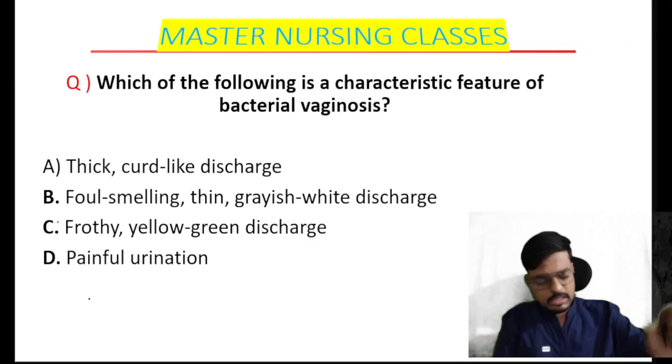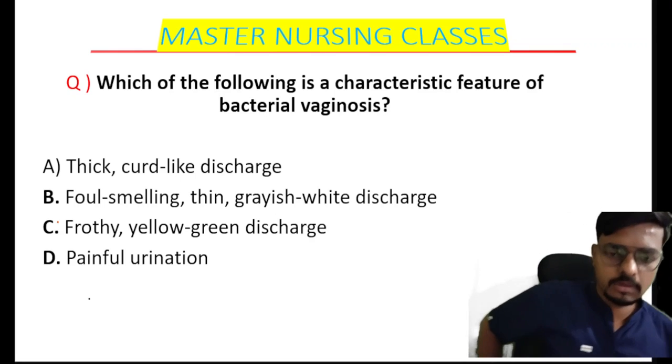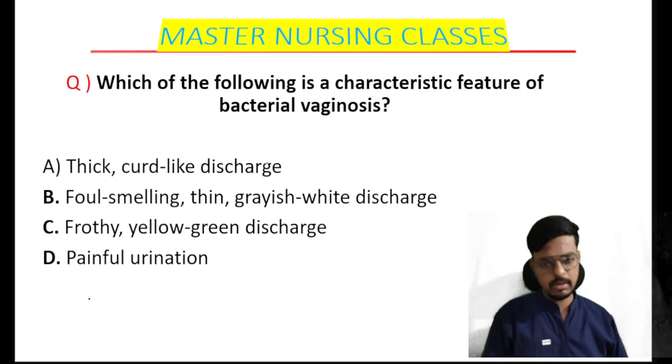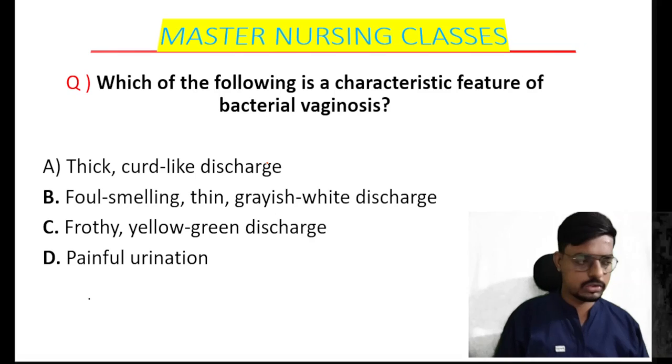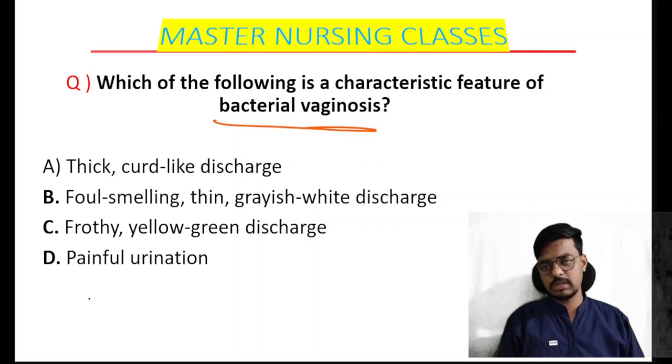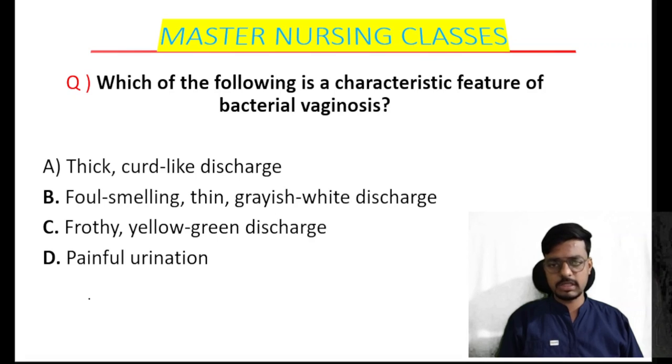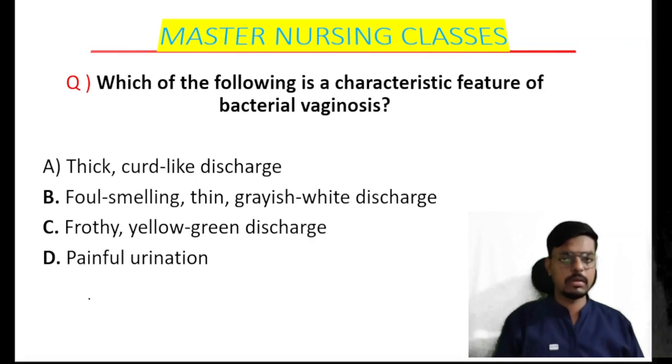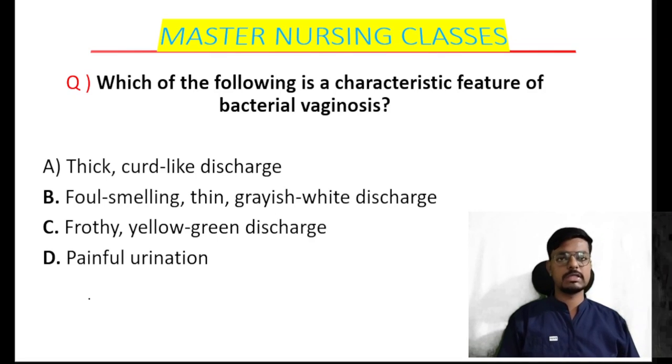Here is the next question for you all. Read the question carefully, completely, then give your perfect answer. Which of the following is the characteristic feature of bacterial vaginosis, students? This question repeatedly comes in your NORCET exams, along with bacterial vaginosis, Trichomonas vaginitis, and Candida vaginitis. Repeatedly asked questions, so that will help in your RRB also.